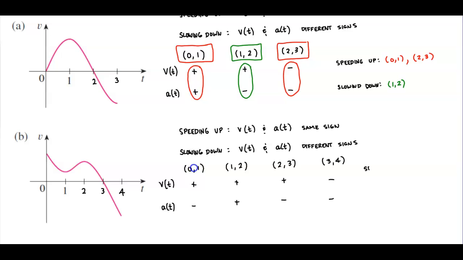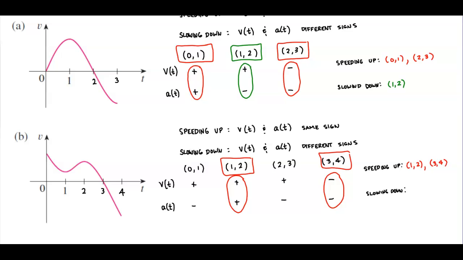So now we want to determine where it is speeding up, and then where is it slowing down. Okay, so again, it's going to speed up when we have the same signs. So we have the same signs in the interval from 1 to 2, and the same signs in the interval from 3 to 4. And then we can see that there's different signs in the interval from 0 to 1, and there's different signs in the interval from 2 to 3.